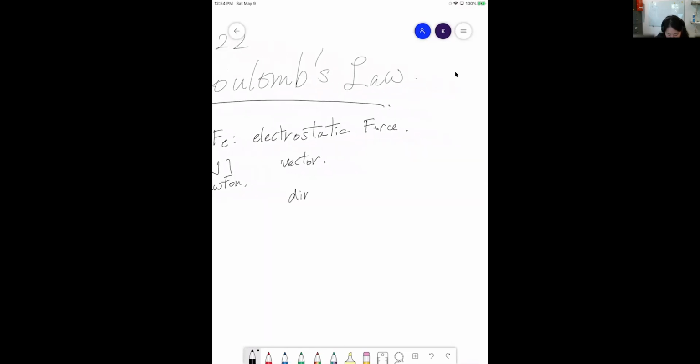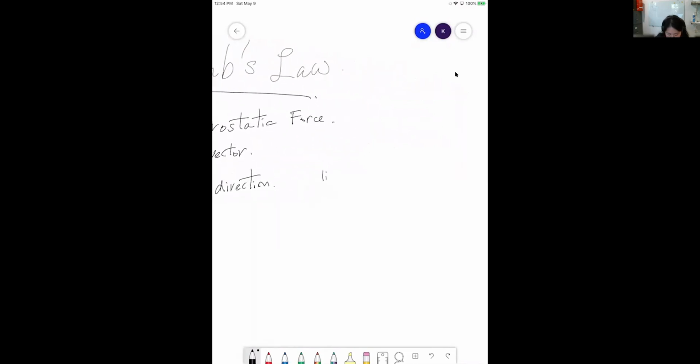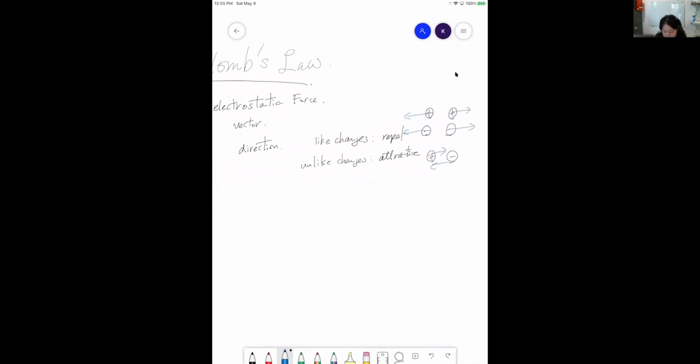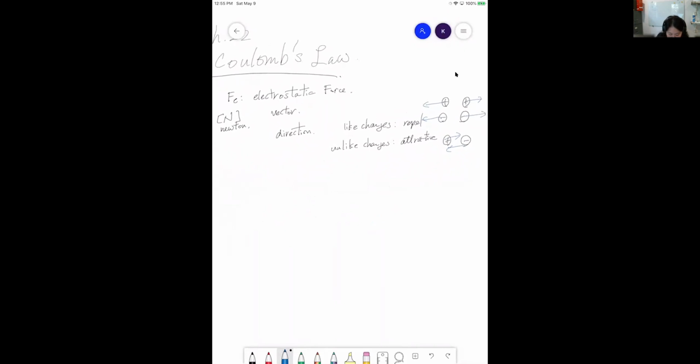So the direction of the forces: if you have like charges, they repel; unlike charges, attract. So plus and plus, then the direction of the force becomes this, and minus and minus, this is going to be the direction of the force. But we don't know the length of these two vectors, right? But if you have a plus and minus, then the force becomes this way. So the direction of the arrows changes depending on the charge combination, but the magnitude of the force can be found by Coulomb's law.